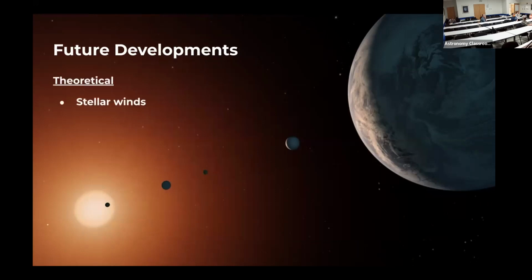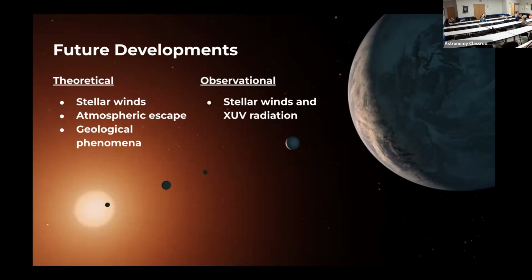So, theoretical things like better understanding the stellar winds, and how the stars spin down over time, and how that is all connected. Of course, understanding the details about atmospheric escape is a very complicated problem. And obviously it's hard, you can't really observe what's going on inside of these planets, but better modeling the physical processes that are happening.